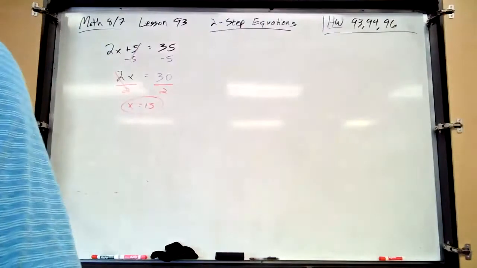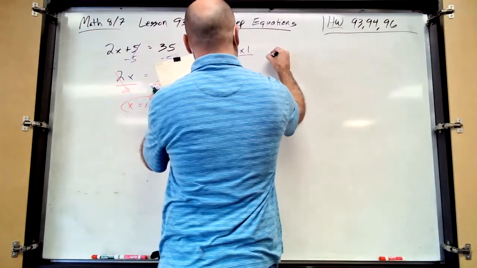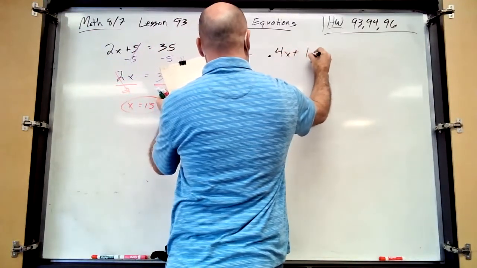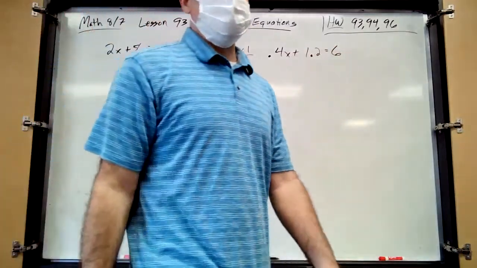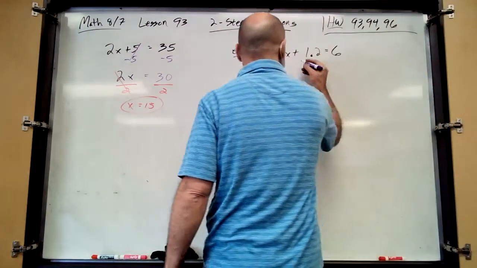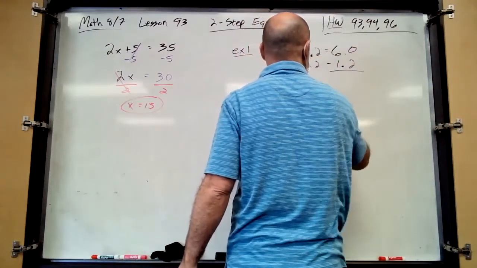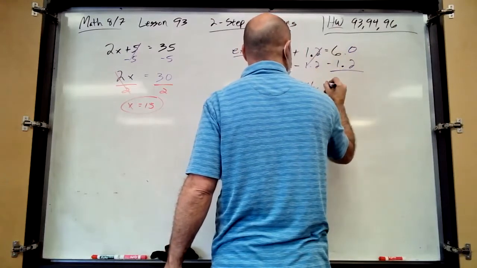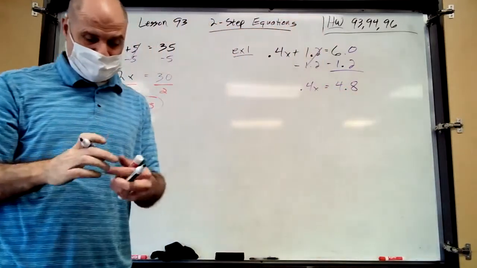So let's try another two-step equation. Ready? 0.4x plus 1.2 equals 6. Well, all right. Well, now this is a little bit more difficult to do in your head, isn't it? So let's just follow the steps. What do you want to get rid of first? 1.2. How do you get rid of plus 1.2? Subtract 1.2. Okay, line it up. Add a decimal and a zero. So 0.4x equals 4.8.